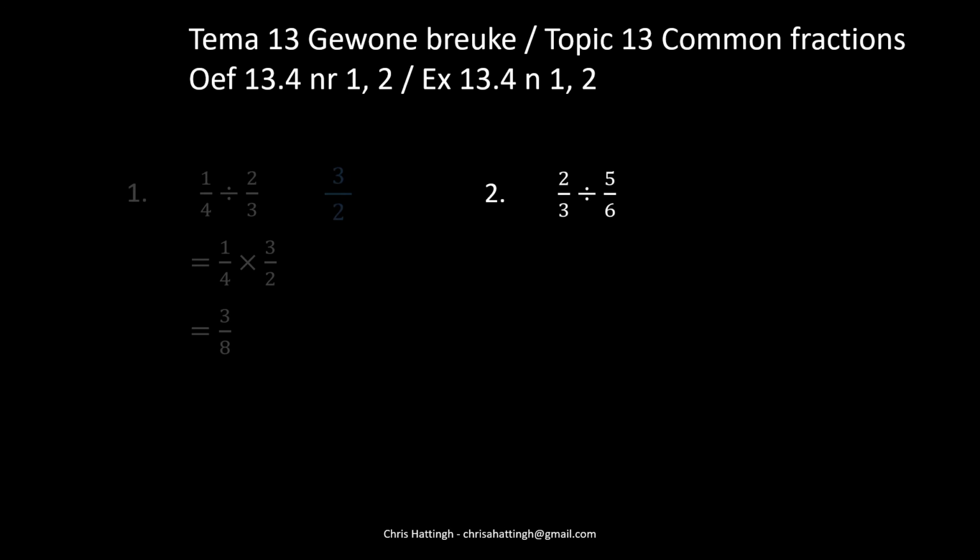Number 2, we're now dividing by 5 over 6. You're looking for the inverse, which is 6 over 5, and you're going to multiply with 6 over 5. You can simplify the 3 and the 6 by dividing both by 3. So then you'll find 2 over 1 times 2 over 5. Now you can't simplify any further, so you're going to multiply 2 by 2, which gives you 4, and 1 times 5 gives you 5.